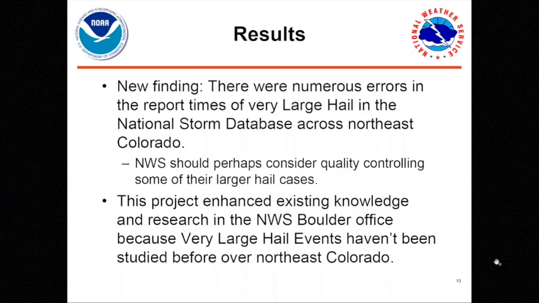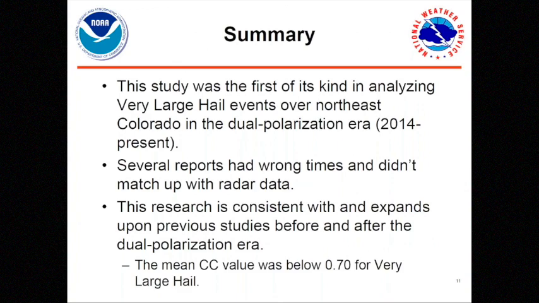This project enhanced existing knowledge and research at the National Weather Service Boulder office, because very large hail hasn't been studied before over northeast Colorado. There was one study, I think, of a specific storm in Fort Collins, but never over the entire northeast of Colorado, where much of the large hail falls. So in summary, the project was the first of its kind in analyzing the very large hail events over northeast Colorado in the dual polarization era, which would be 2014 to the present. I also looked at a couple of cases from this summer in 2020.